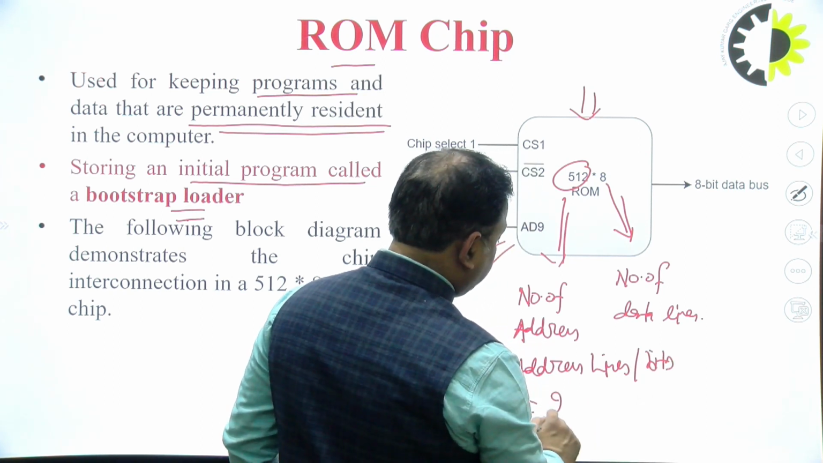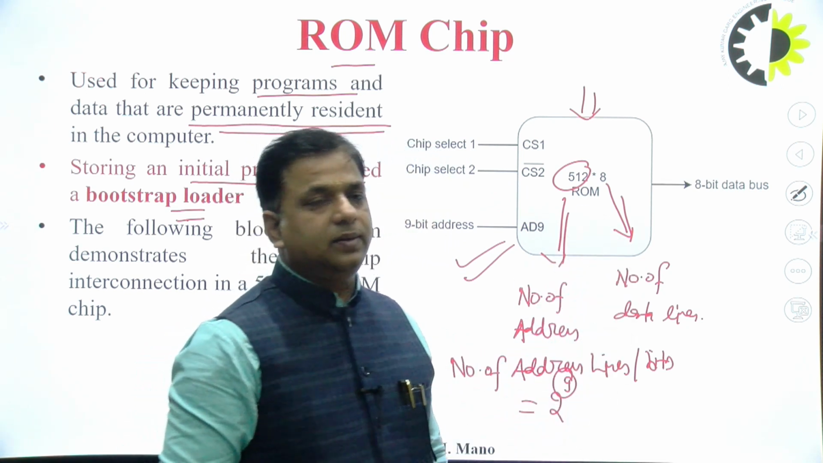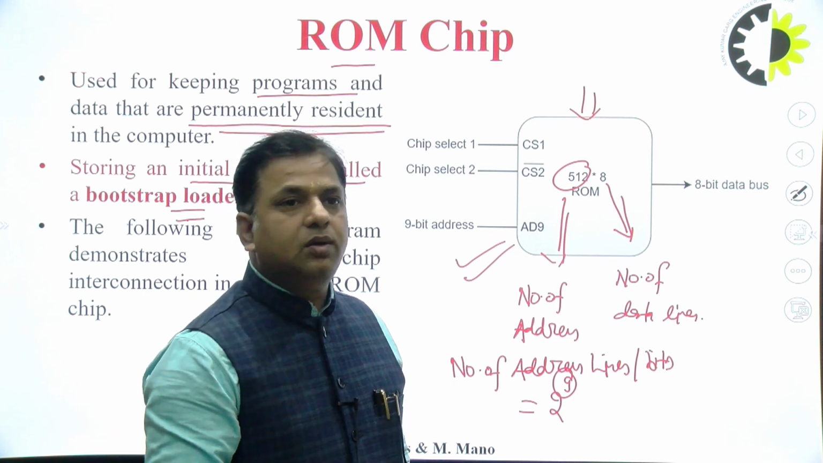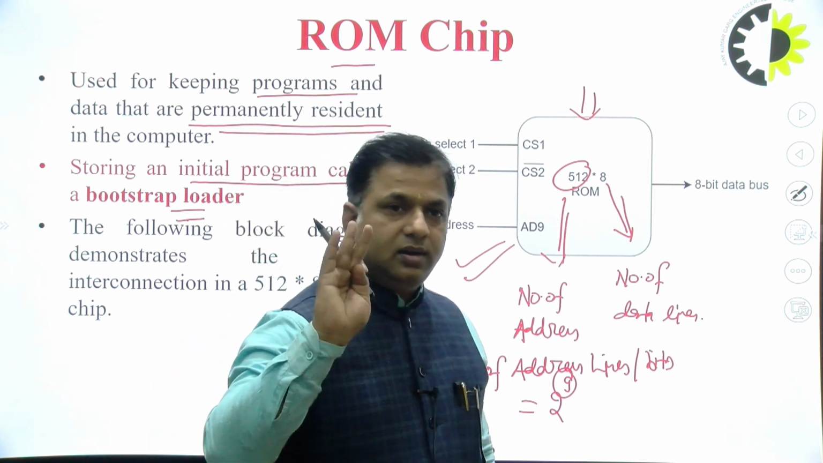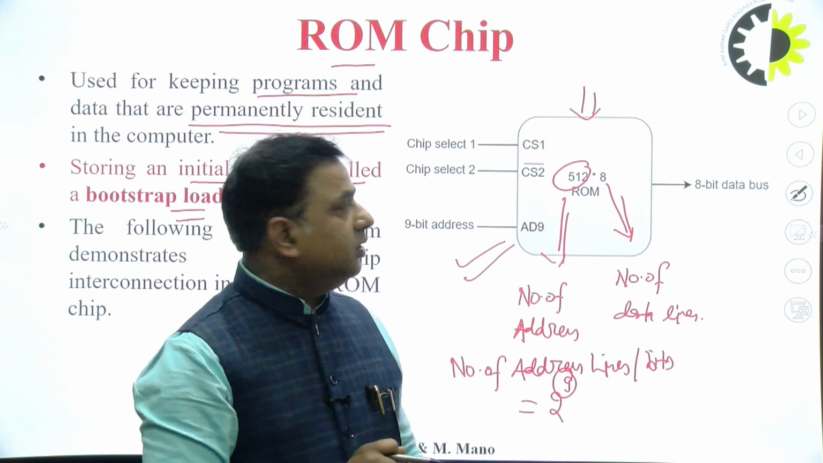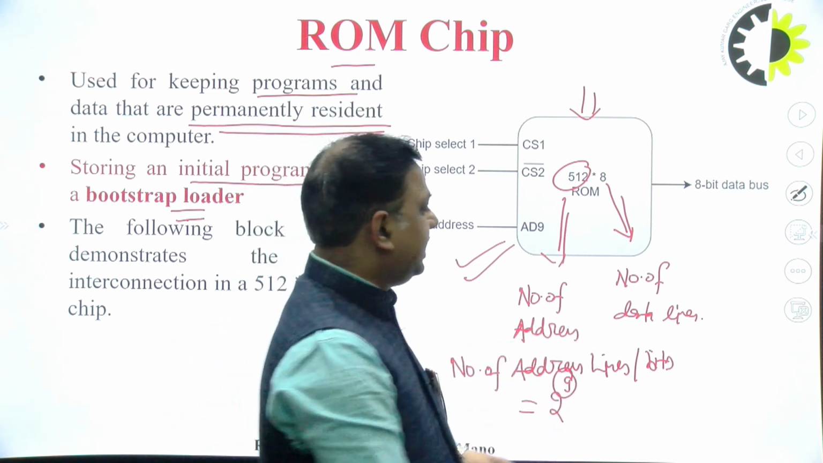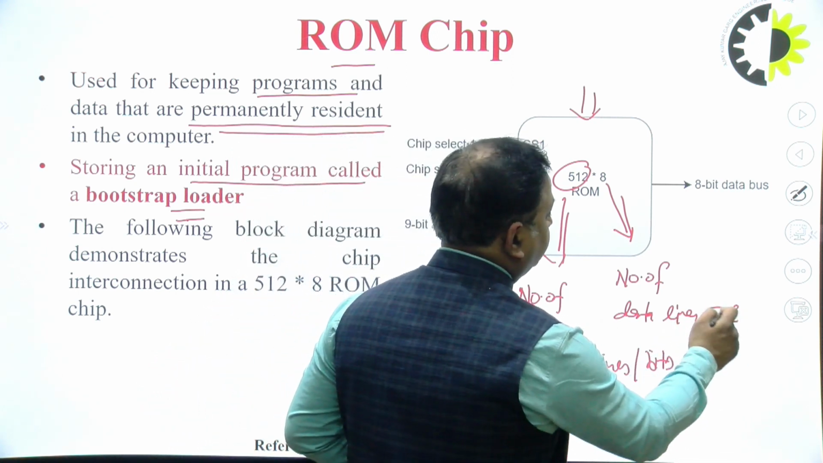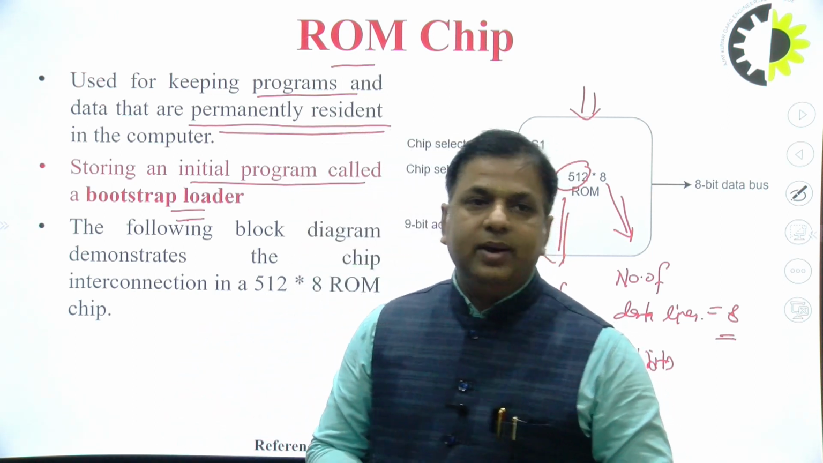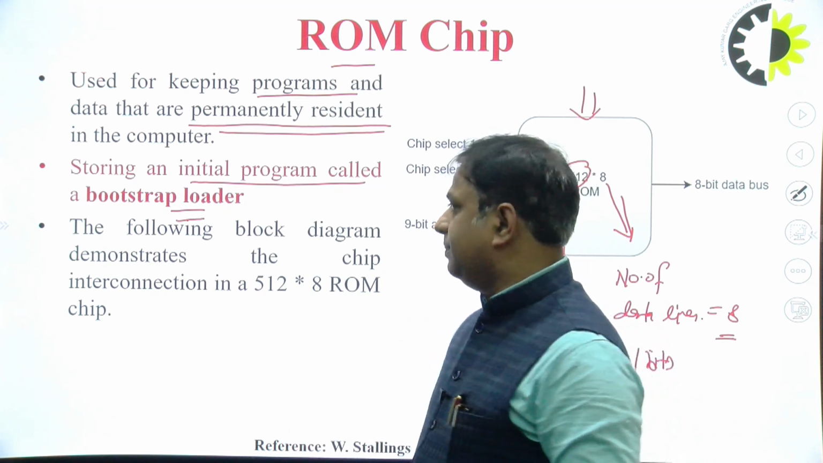that will be 2 raised to the power 9, because 2 raised to the power 9 makes 512. 2, 4, 8, 16, 32, 64, 128, 256 and 512. So a total of 9 bits are required to address this ROM, and the number of data lines is 8. So this should be clear, how many address lines are required and how many data lines are required for designing any memory chip.